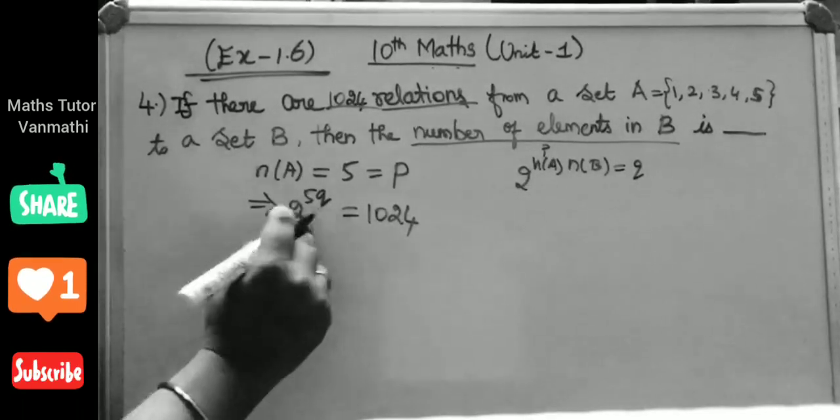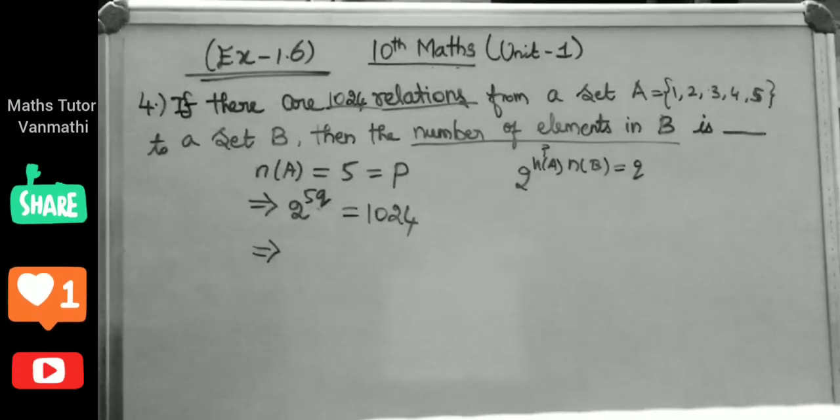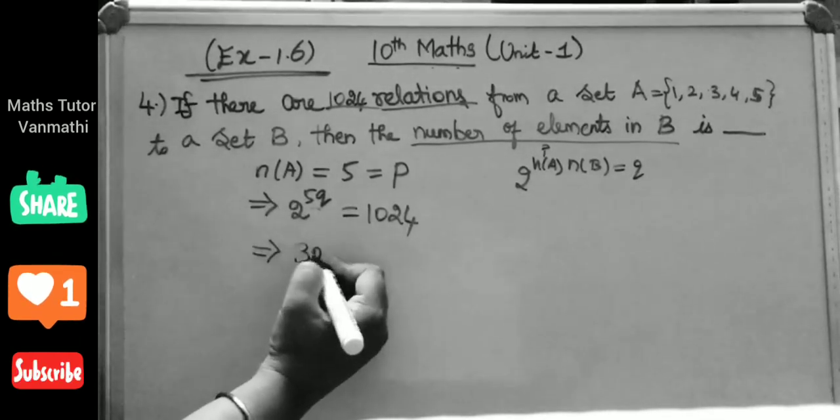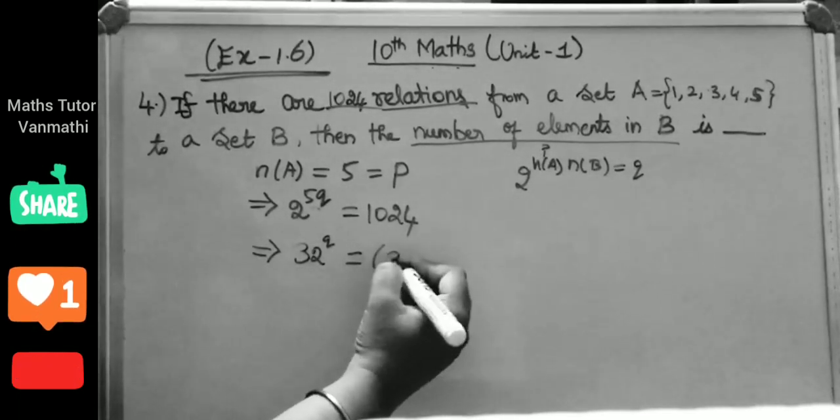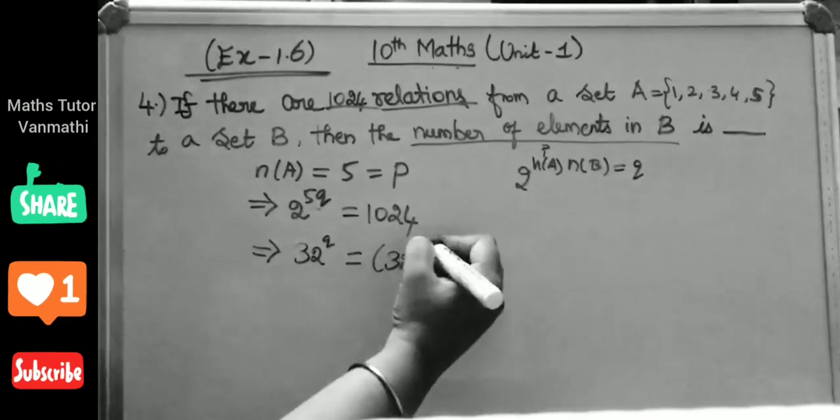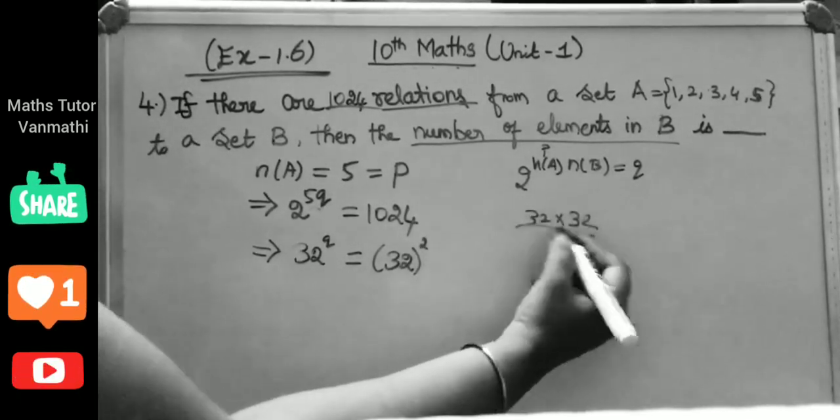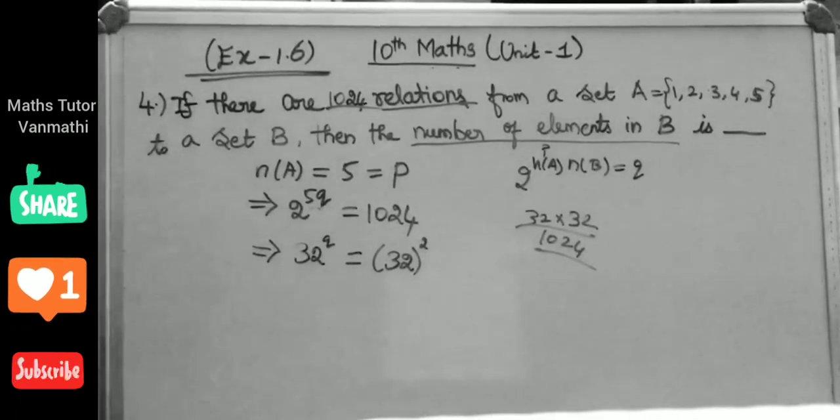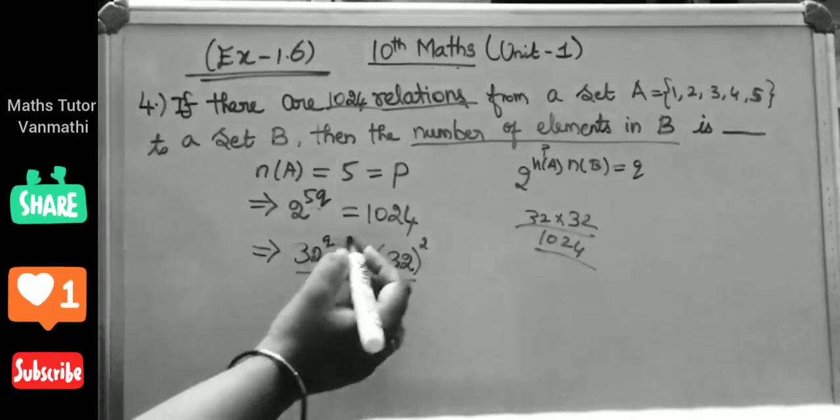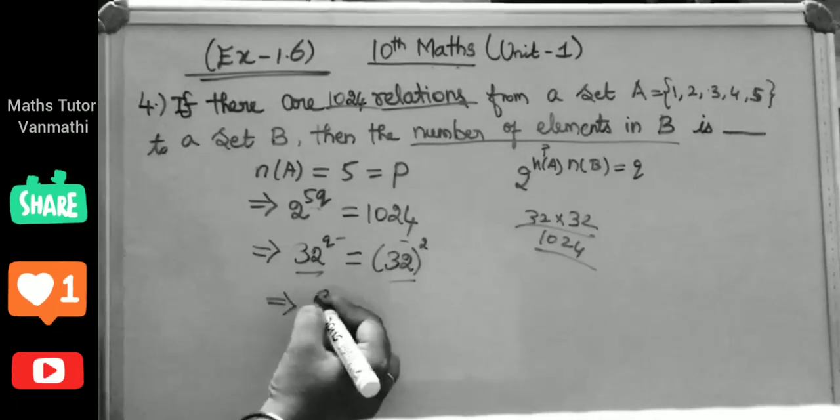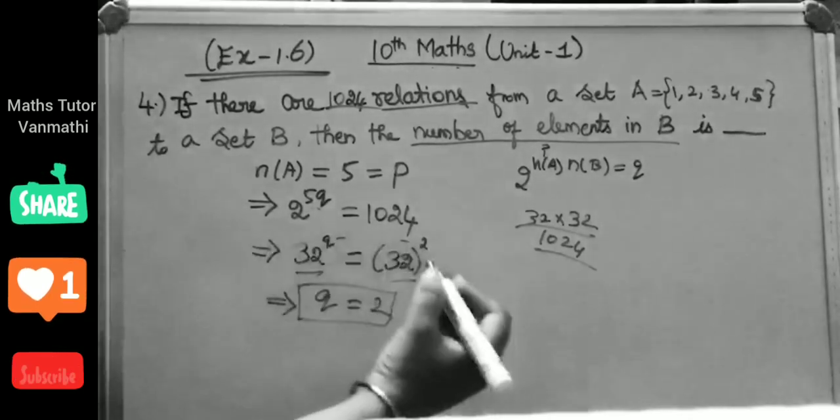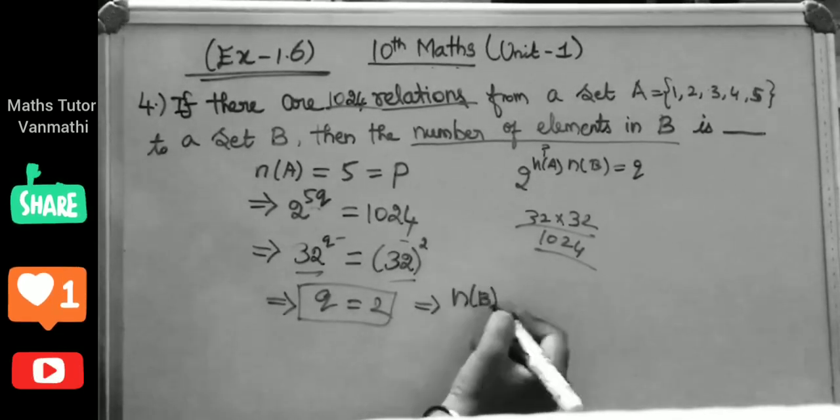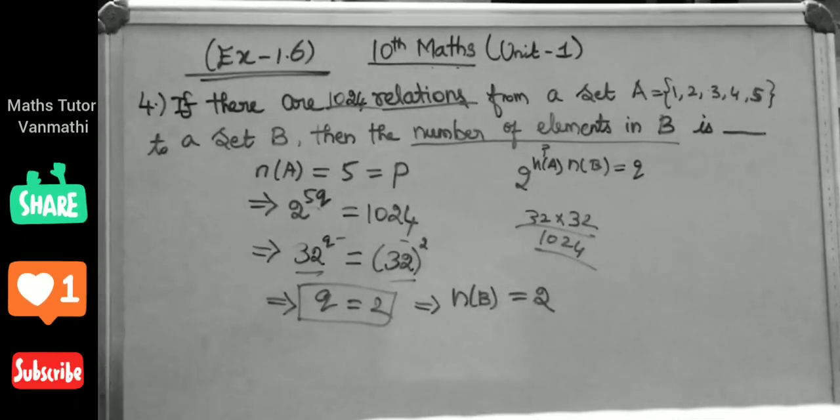Okay, now 2 power 5 is nothing but your 32. 2 into 2 into 2 into 2 into 2. So 32 power Q is equal to, and this 1024 can be written as 32 square, that is 32 into 32, you will get 1024. Okay, here the bases are equal, then we can equate the powers also, which implies Q is 2. Q is nothing but your n of B, which implies the number of elements in B is 2. Clear? This is the answer.